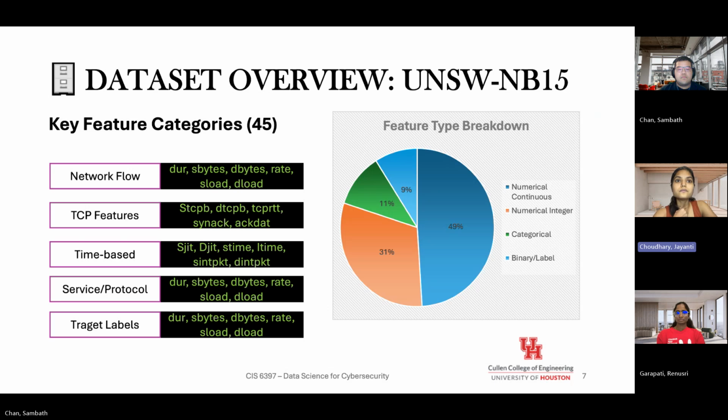Here we use the UNSW-NB15 data set, which is a modern cybersecurity data set. It contains 45 features capturing different aspects of network traffic. These include things like data transfer, TCP behavior, timing information, and protocol details. The dataset has both numerical and categorical features, which makes it suitable for machine learning models.